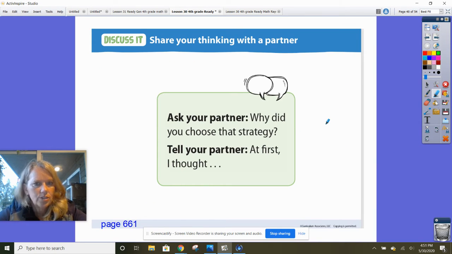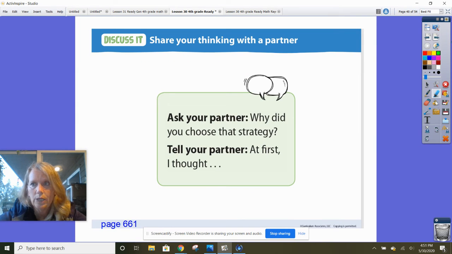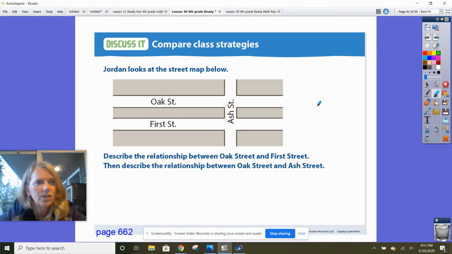Ask your partner, why did you choose that strategy? At first I thought I'd use the strategy of color and drawing, because I thought it'd be easy to see. And it was. When you have the color there, you can easily see the visual relationship between the streets.